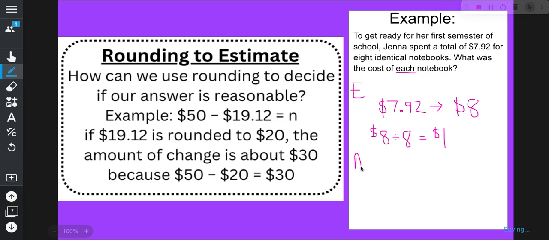Now we can find our actual, and our estimate should make sense to our actual answer. So if we actually solve this out, we would want to divide our true number of 7.92, and we divide that by 8. 8 goes into 7 0 times. 8 goes into 79 9 times.